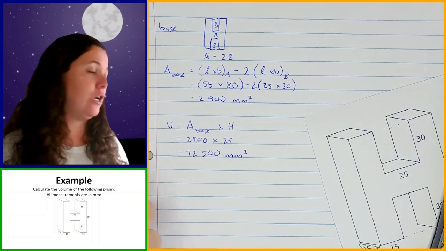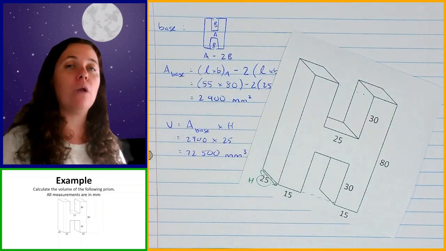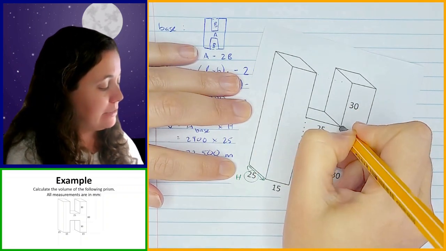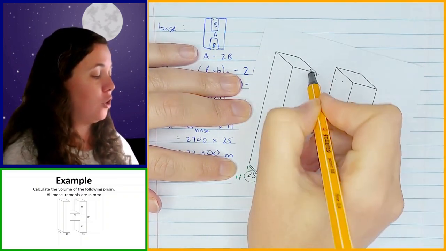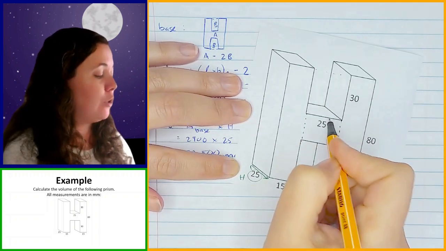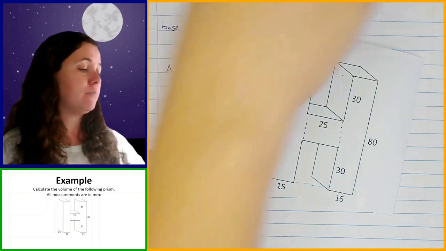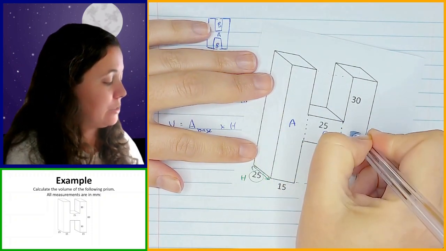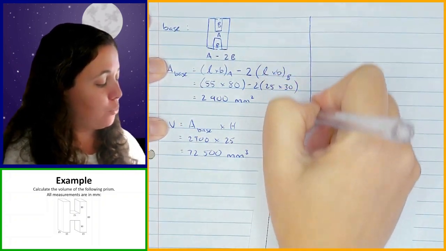The other way of working it out is to take this shape and split it up into pieces that are more like the regular shapes we're used to. I can divide it over there and over there. These two are the same as each other, so I can work out the volume of this piece and multiply it by two, and then work out the volume of this, and then just add the volumes together. So I can say this is A, this is B, and this will also be A because they're the same as each other.